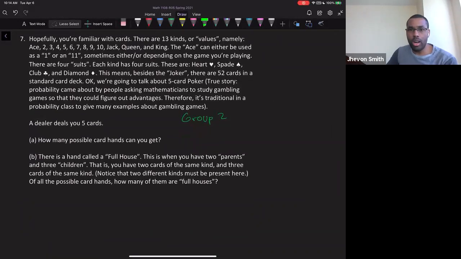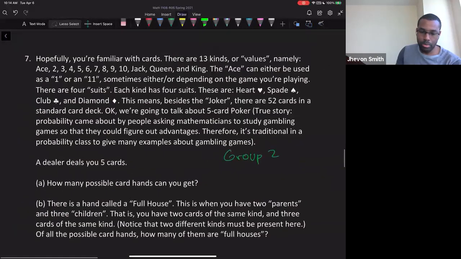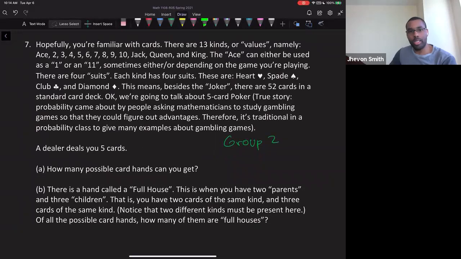Now, hopefully you guys know about cards a little bit. And we don't have much time, so I'm not going to bother group 2 about this. I'm just going to kind of go through this with you guys.